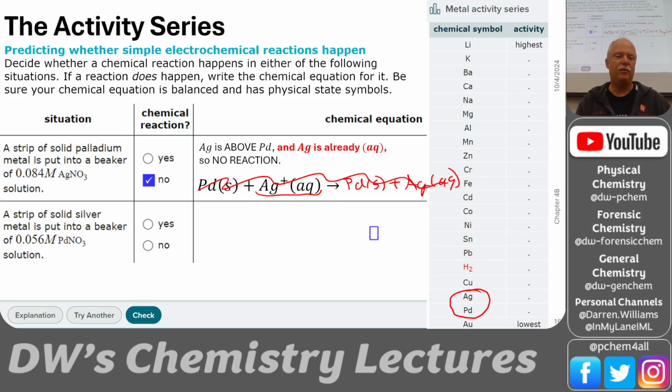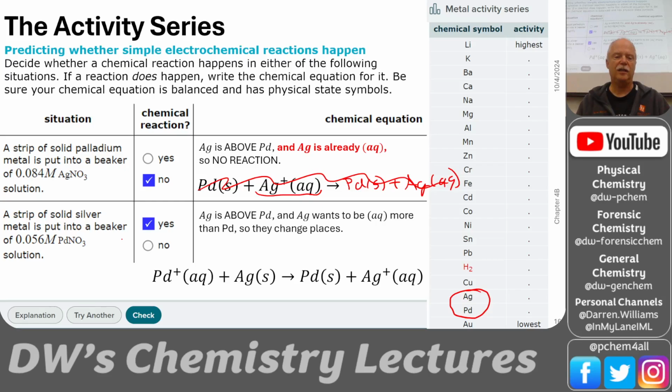Okay, but the next question, they're switched. Notice this other one is solid silver put into a beaker of palladium ions. Silver is above palladium, and silver wants to be aqueous more than palladium. So they swap places. So yes, there's a chemical reaction, and this is what you would put in. Palladium cation plus silver solid equals palladium solid and silver cation.